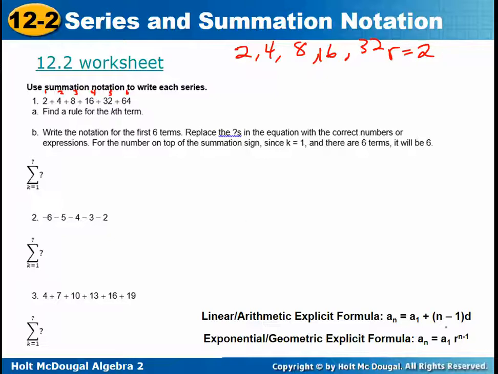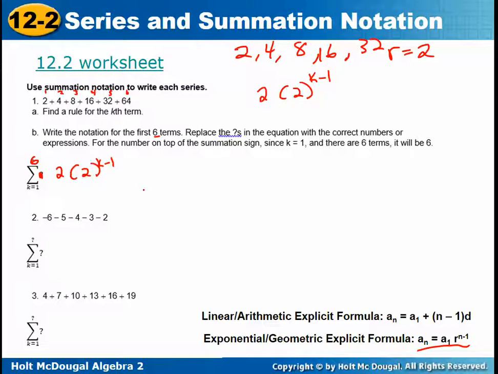So that means that I could use this formula. Now, it might not be the most simple formula, but it will work. We use k instead of n, though, when we do this. So a sub 1 is still the first term. That's going to be 2. R is also 2. And I'm going to go to the k minus 1. So you use k instead of n. And then that rule would be what I would use for the sigma notation right here. And for the top number, it says write the notation for the first 6 terms. So then we'll put a 6 here because that's how far we want to go. And we're starting with k equals 1. And then instead of this question mark, I'm going to put my rule of 2 times 2 to the k minus 1.